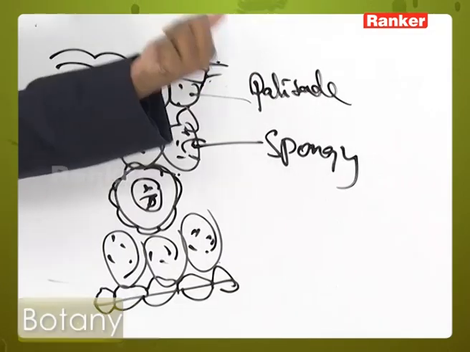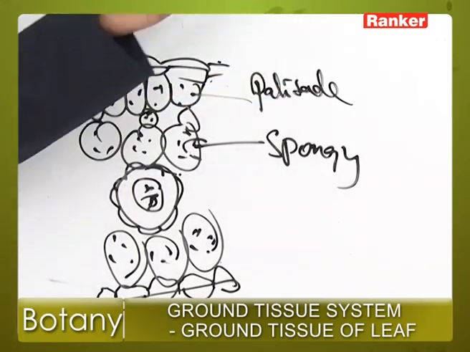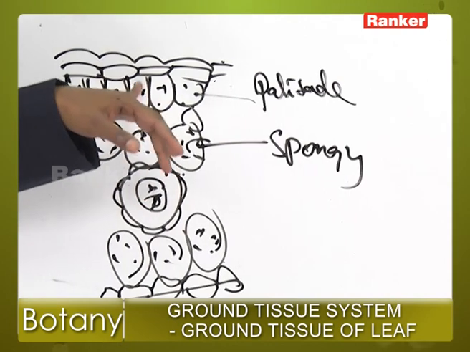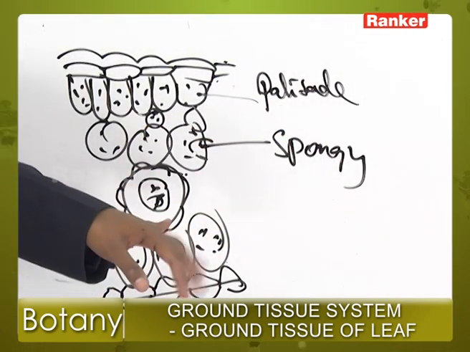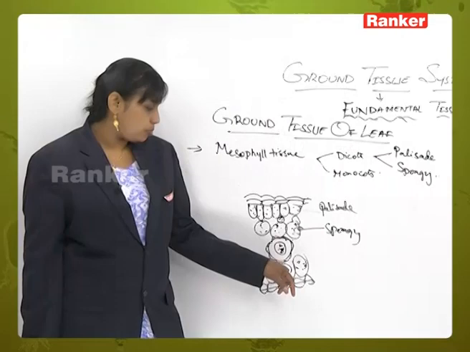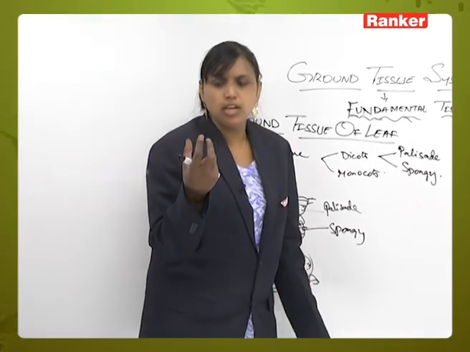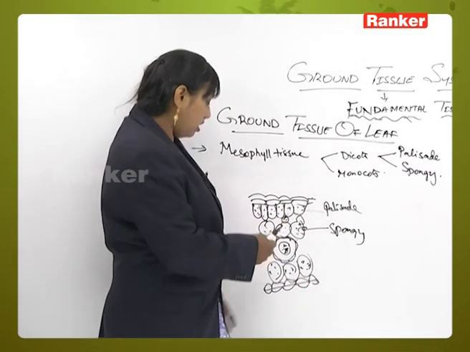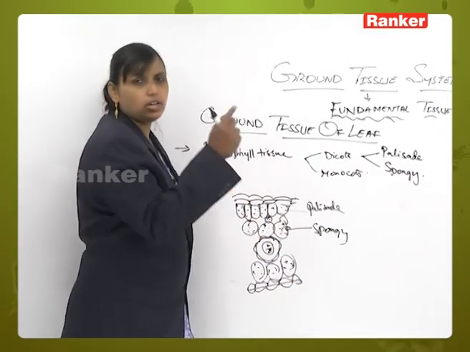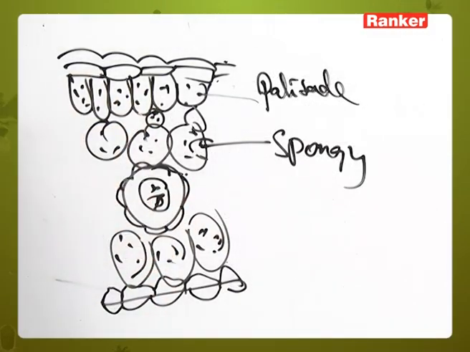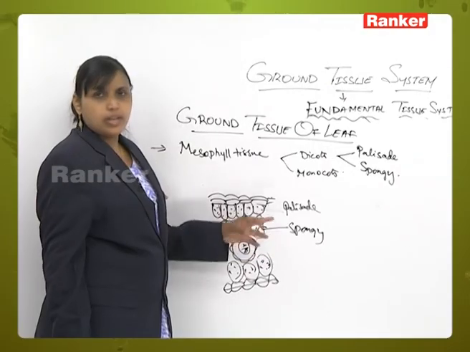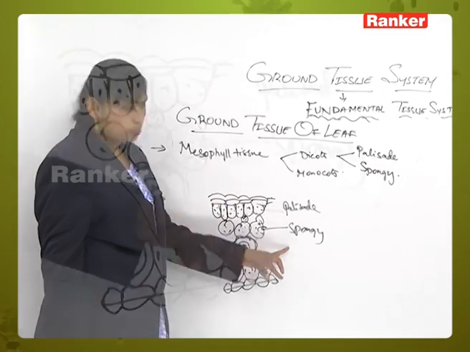On the upper side of the leaf, below the upper epidermis, you have barrel shaped palisade tissue, and the remaining cells consist of spongy tissue, round and sponge like, soft, and having a lot of intercellular spaces. They are not in a continuous ring. There is a lot of intercellular space between two to three spongy tissues. That is why, as they are very sponge like, they are called spongy tissue.